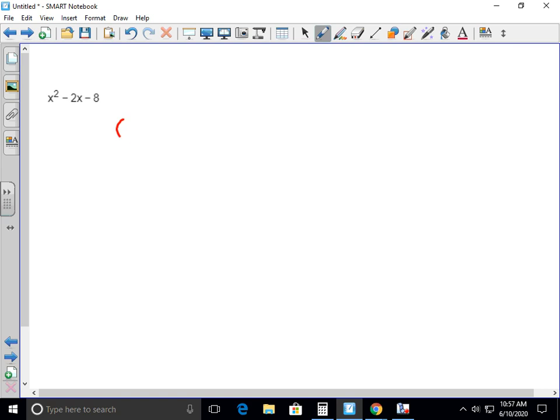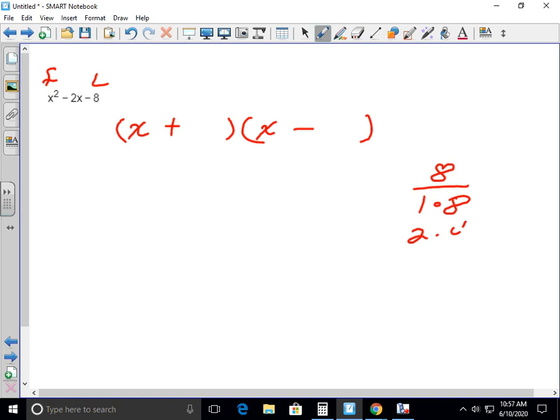And then again, to get x squared, that's x times x. To get a negative here, we need a positive times a negative, and we need 8 and 2. So 1 times 8, or 2 times 4. Since we have different signs, we're going to be subtracting the outer and inner. So what numbers subtract to make 2? 4 and 2. And which one needs to be positive, which one needs to be negative?